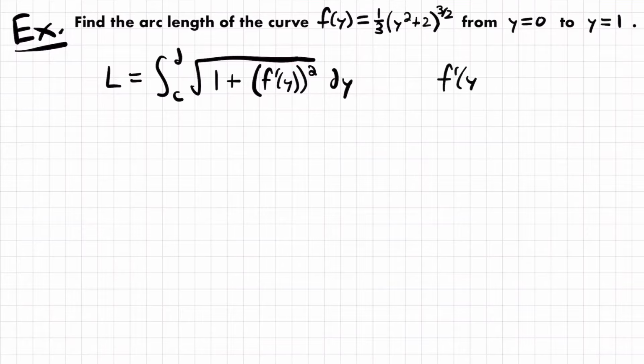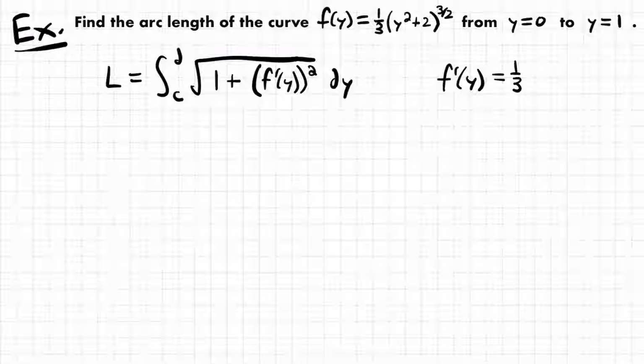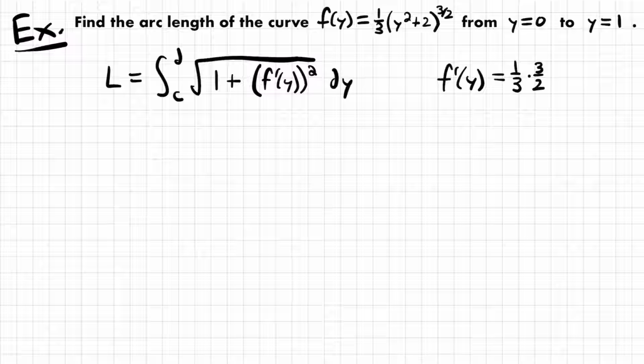Let's find f prime of y so that we can plug it into this formula. So f prime of y will be equal to the derivative of this function right here. Now once again, we're going to need to use the chain rule since we have a composite function. And so I'll start by taking the derivative of the outside function and then take the derivative of the inside function. Okay, so we'll start by using the power rule. We'll multiply 3/2 down and then subtract 1 from that exponent. So we'll have 1/3 times 3/2, and that will be multiplied by y squared plus 2 to the 1/2 power, right? If we subtract 1 from the power of 3/2, we will be left with 1/2, since 3/2 minus 1 is 1/2.